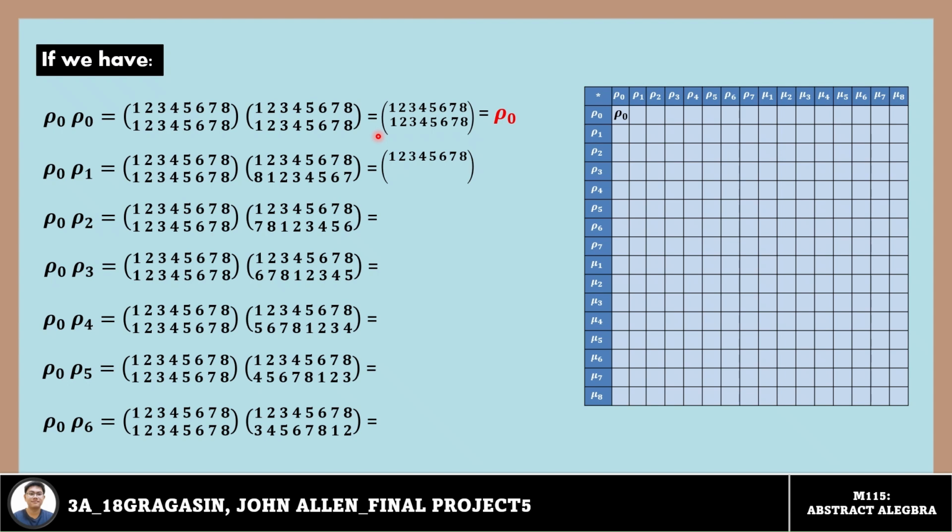And then next, we need to multiply rho sub 0 and rho sub 1. So we have here 1 is to 8. We need to find 8 on the left side. So we have here the 8. And then, as you can see, the number below it is 8. Therefore, our answer here is 8.